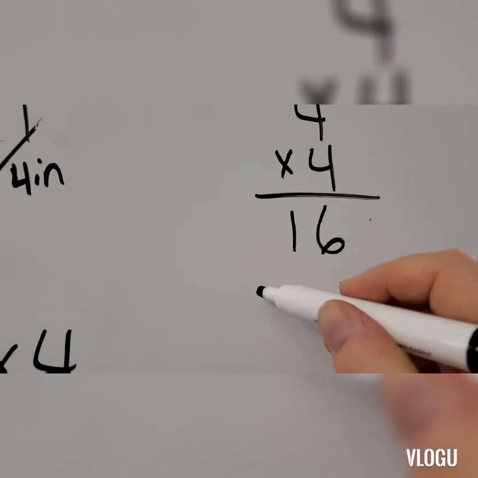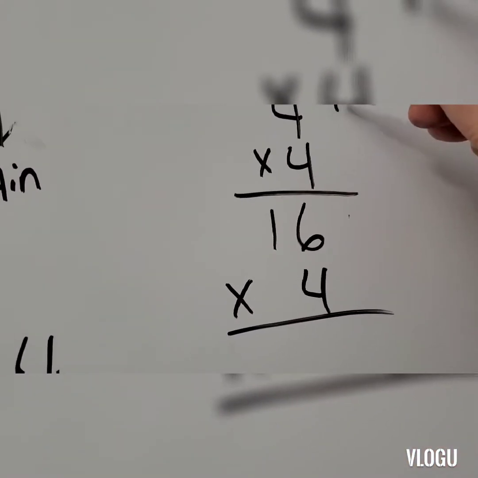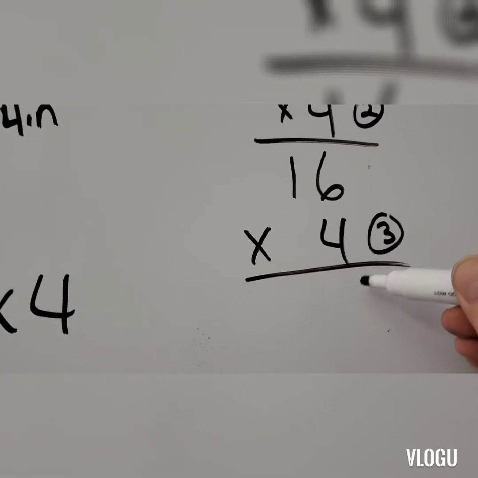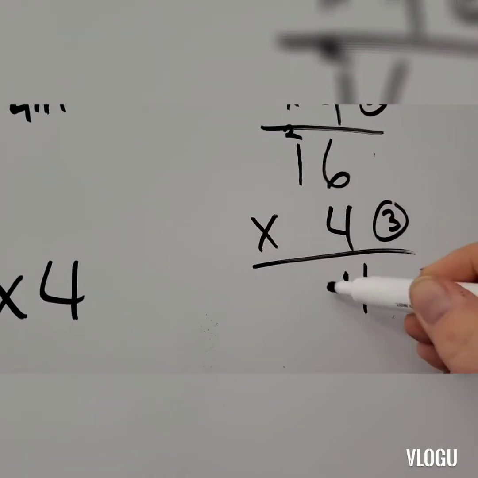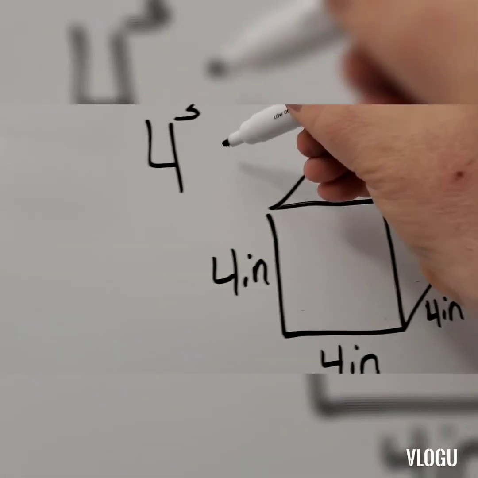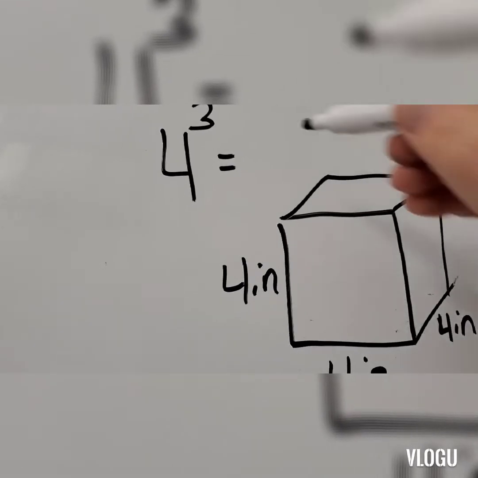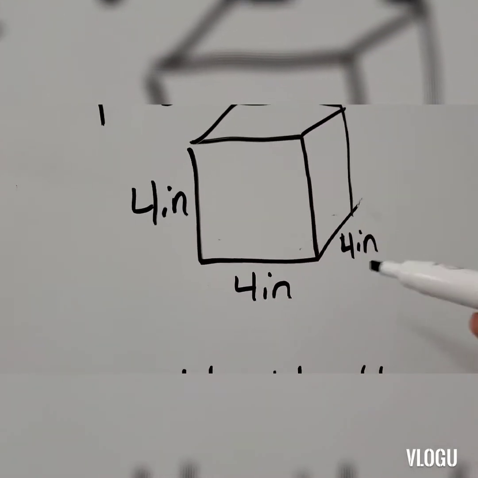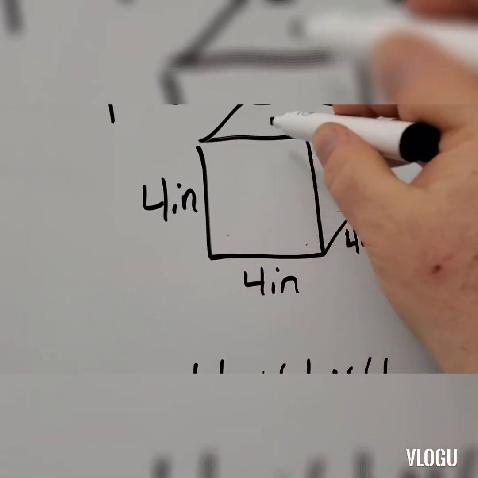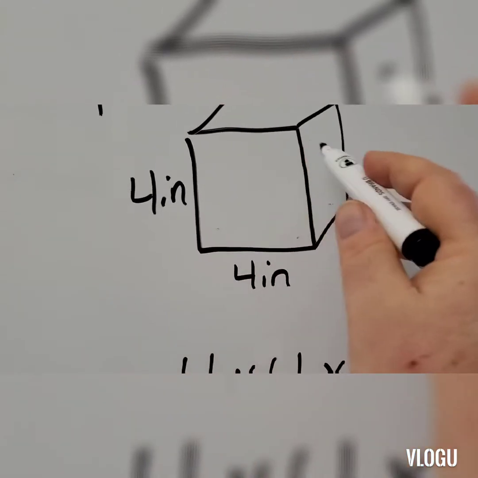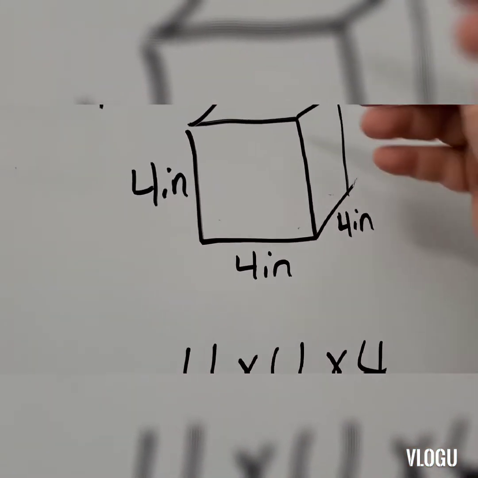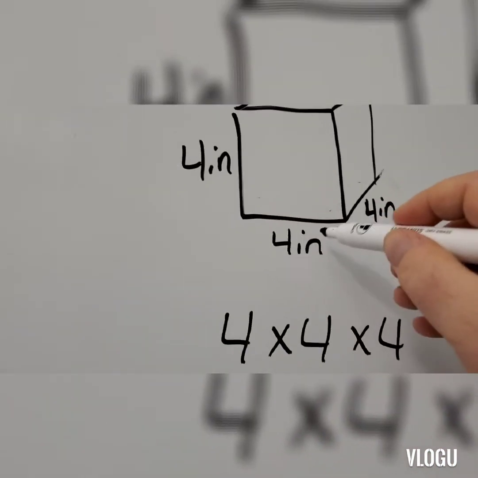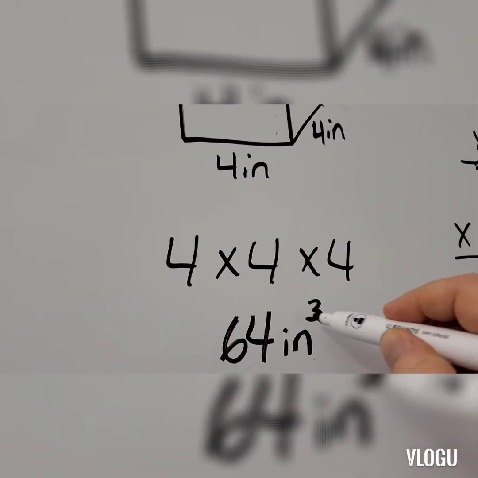My first 4 times 4 is 16. Here's my first 4, my second 4, and my third 4. My answer is 64. 64, or 4 to the 3rd power, is 64. And if I am measuring the volume, how much space is in here, I've got all of the 16 beads on this side, the 16 beads there, the 16 beads there, and everything in between, there would be a total of 64 beads, or inches for this particular measurement, cubed.